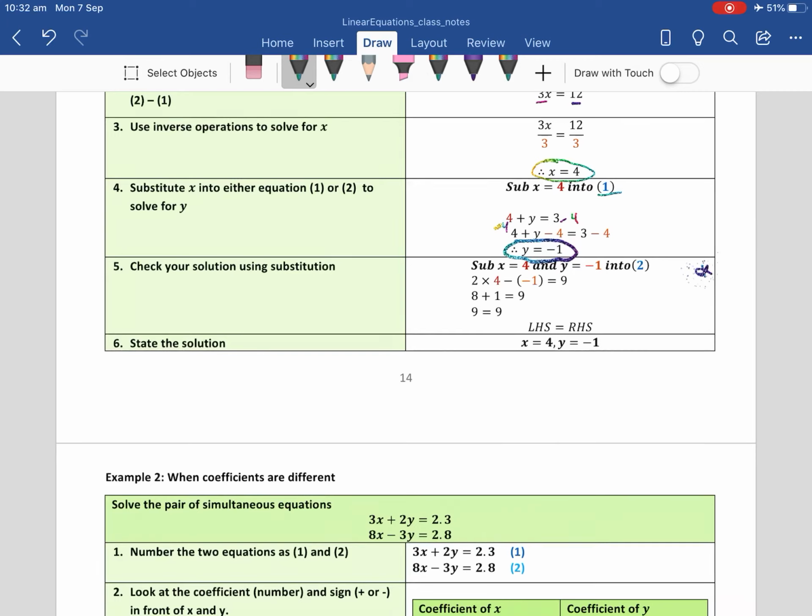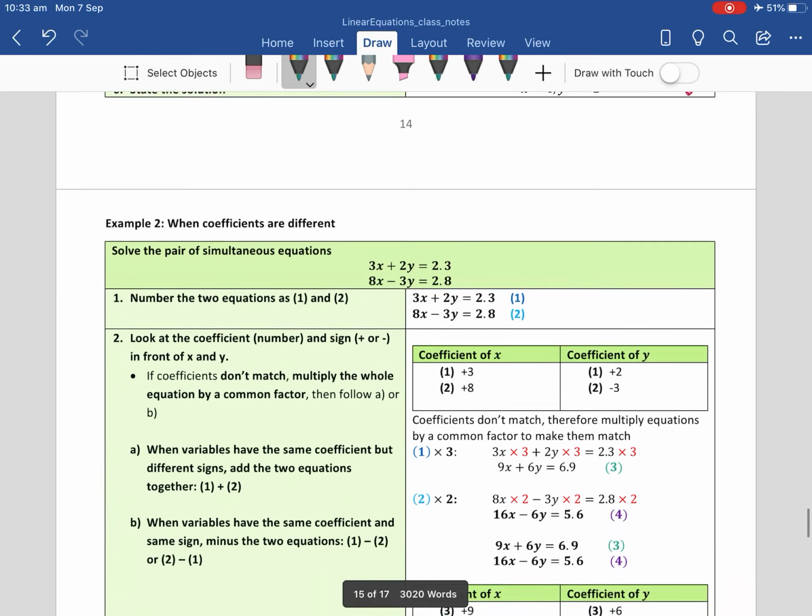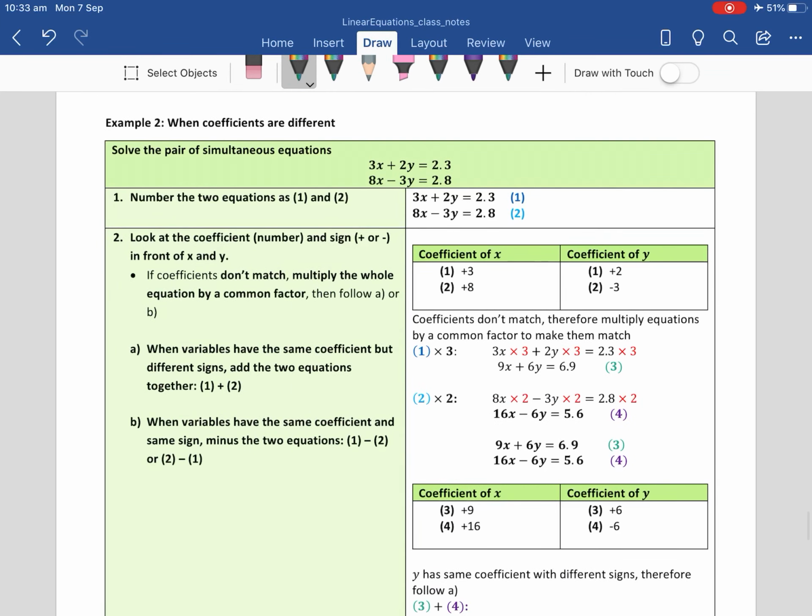You can check your answer. Once you do and you see that it's correct, you need to state your answer. So x equals 4 and y equals negative 1. That is the solution to these two equations. This is an example when coefficients are different. So you can do your little table here again.